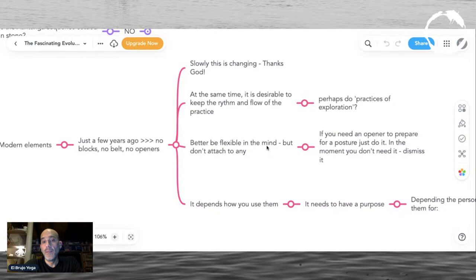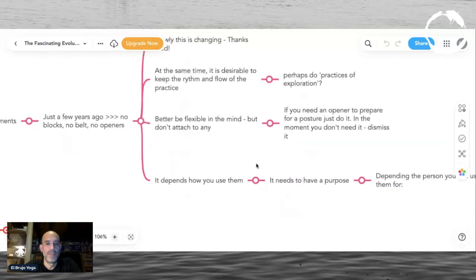Better to be flexible in the mind, but don't attach to any of them. You don't want to attach to any opener or any block. These are just help to do whatever you want, and after that you have to get rid of it. Once you learn what you are using them for, you just keep going. So if you need an opener to prepare for a posture, just do it. The moment you don't need it, just dismiss it.